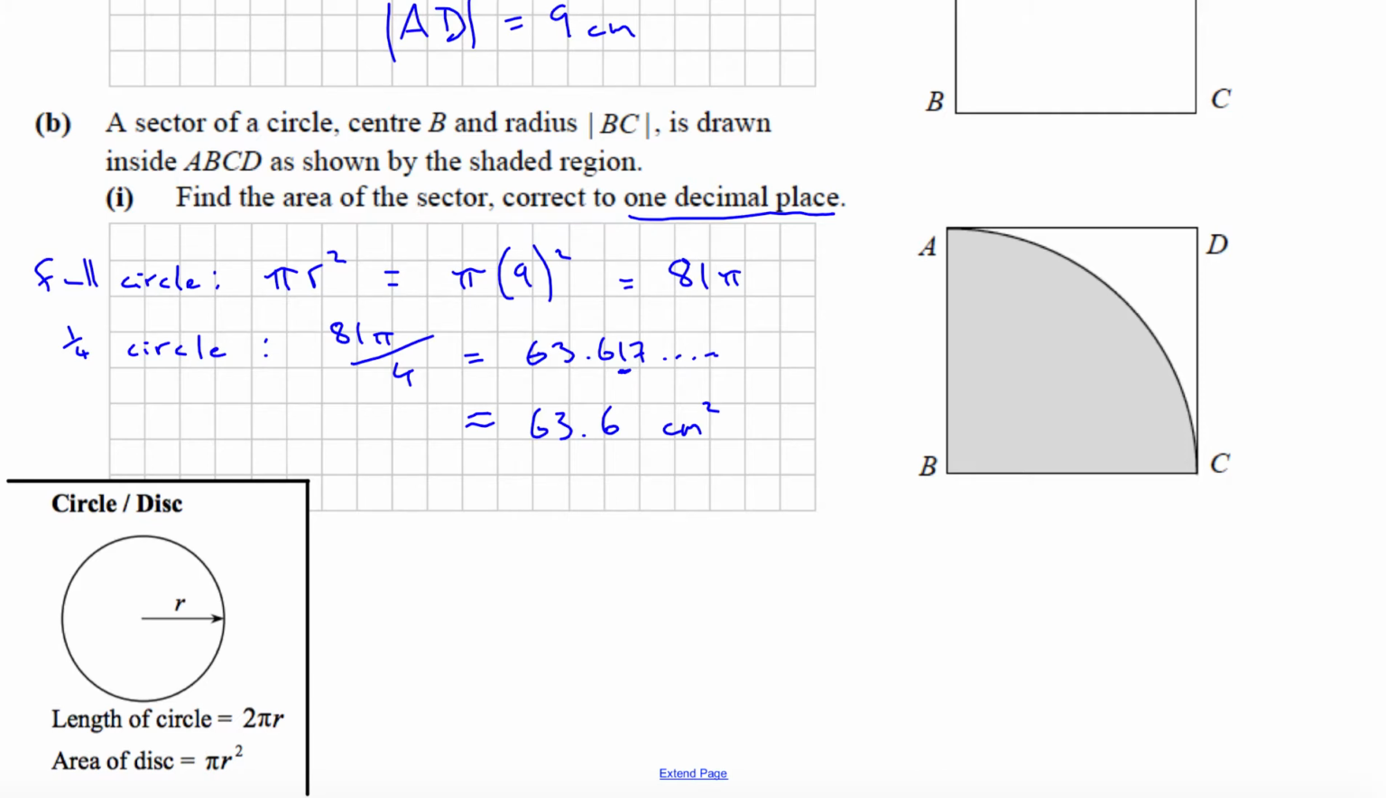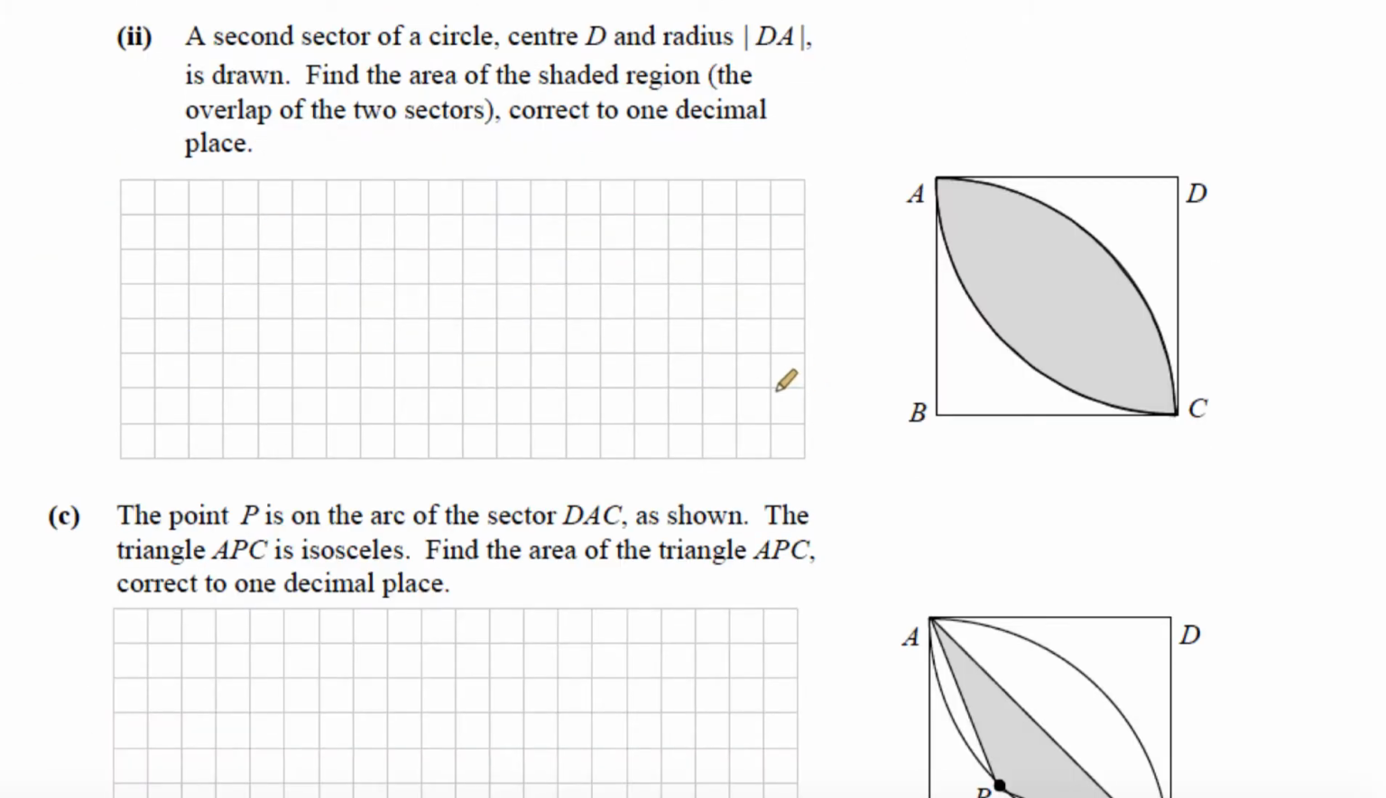Okay. Moving on, part B2 rather, a second sector of a circle, center D, and radius DA is drawn. So here's the second sector drawn. Find the area of the shaded region, the overlap of the two sectors, correct to one decimal place. So we've defined this shaded region here.